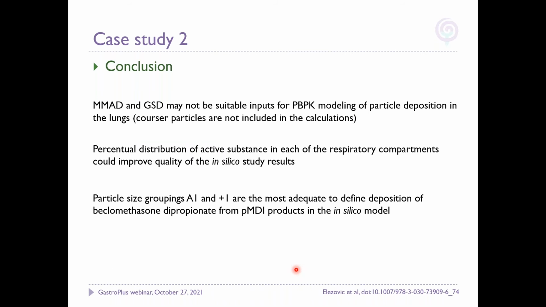Next slide. So, conclusion. Mass median aerodynamic diameter and geometric standard deviation may not be suitable main inputs for PBPK modeling of particle deposition in the lungs. Percentile distribution of active substance in each of the respiratory compartments could improve the quality of results of in silico studies, and groupings A1 and +1 are the most adequate to define the deposition of beclomethasone dipropionate from pMDI products in this in silico model. Thank you.